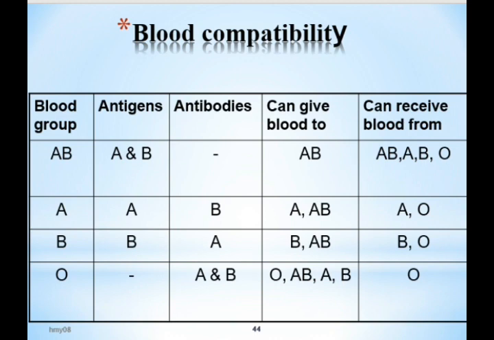Okay, so this is the blood compatibility. AB can receive blood from all, and can only give blood to AB because it has antigens A and B. A will only have antigen A, but antibodies against B. So they can give blood to AB, but can receive blood only from A and O. Okay, B can only receive from themselves and from O, but they can give blood to themselves and AB. O can actually give blood to all, but can only receive blood from themselves.